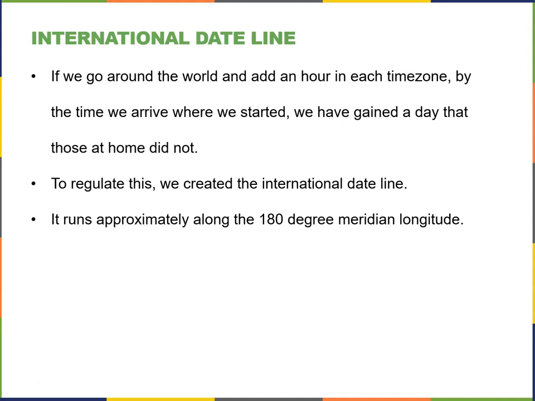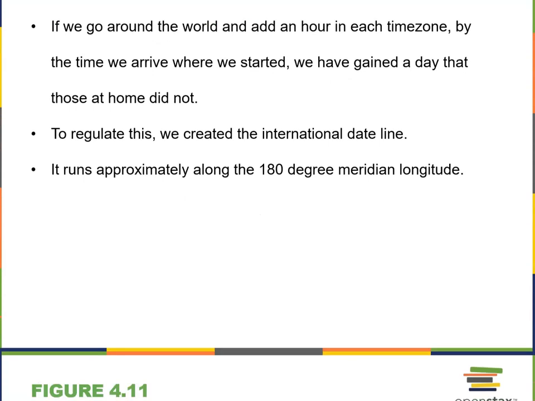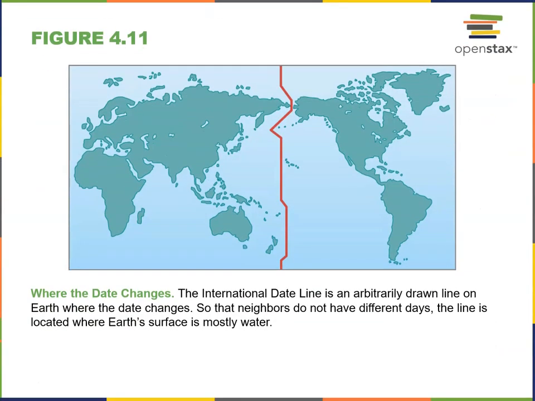It runs approximately along the 180-degree meridian longitude. This is an arbitrarily drawn line where the date changes. When you pass over the line, the date changes to compensate for the added time you received when you traveled around the Earth.